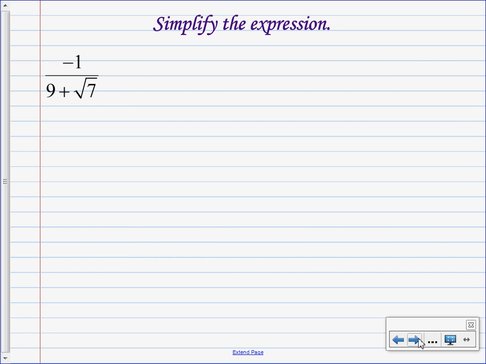Okay. So what am I going to multiply by? 9 minus the square root of 7, right? So what do I get? Negative 9 plus the square root of 7 over 74. 81 minus 7 is 74. Yeah, 9 times 9 is 81. Minus 7. 74. Not too hard, right? Cool.